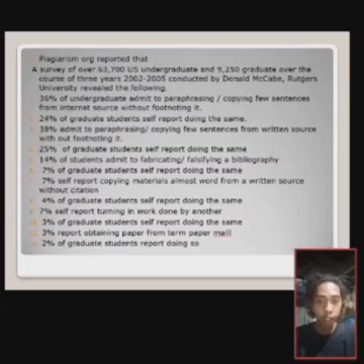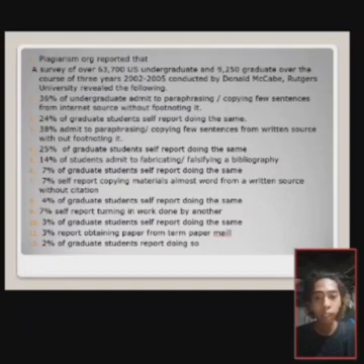And number 6, 7% of graduate students self-report doing the same. And number 7, 7% self-report copying material almost word for word from a written source without citation. Number 8, 4% of graduate students self-report doing the same. And number 9, 7% of students report turning in work done by another. And number 10, 3% of graduate students self-report doing the same.